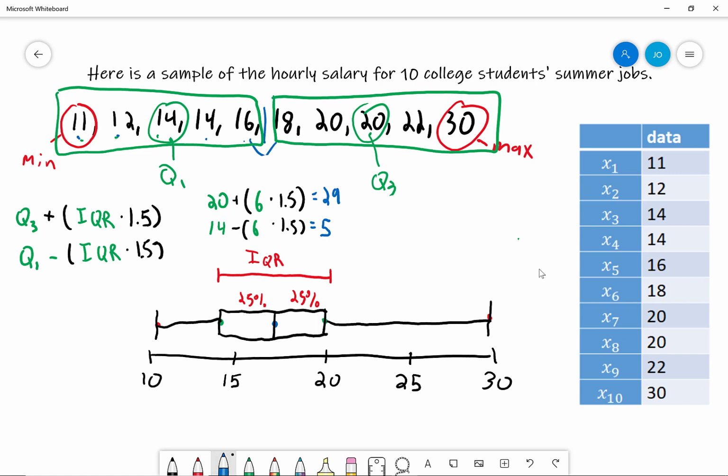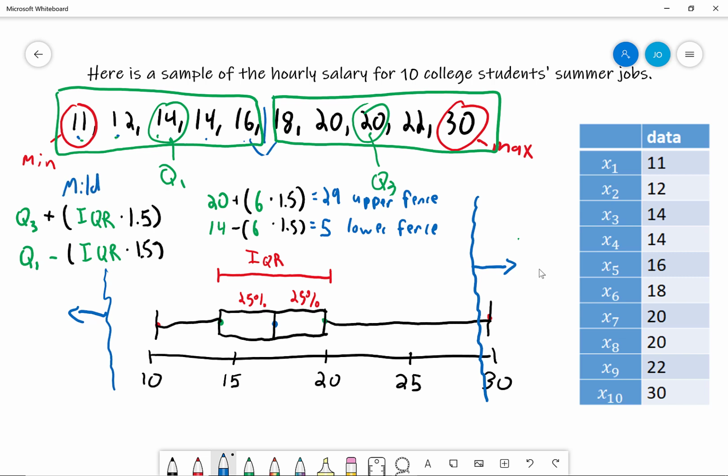These distances create little invisible fences. We call the top one the upper fence, and the bottom one the lower fence. Now you won't see these on a graph, but these are invisible fences. Any point beyond the upper fence or the lower fence, we consider an outlier. Now, there are different types of outliers. Right now what we just did is calculate what we'll call a mild outlier.